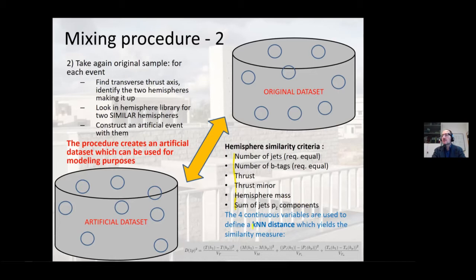And these are number of jets, number of b-tags, and other things. So this procedure creates an artificial data set that has multidimensional features that are the same as the original data set, but it is not the original data set. It's a little bit of a bootstrap with half events, if you want, constructed by using this KNN.